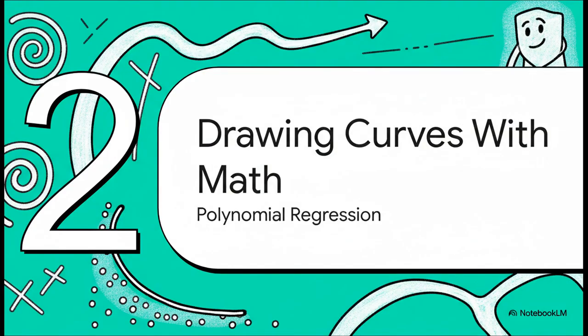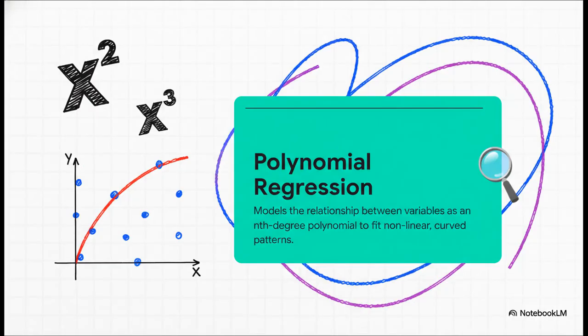So, if straight lines are out, how in the world do we start drawing curves with math? Well, the answer is actually a brilliant extension of the linear regression we already know. It's time to introduce the hero of our story today, polynomial regression. Okay, so what is it? At its heart, polynomial regression is all about giving us the flexibility to grab onto those nonlinear trends.